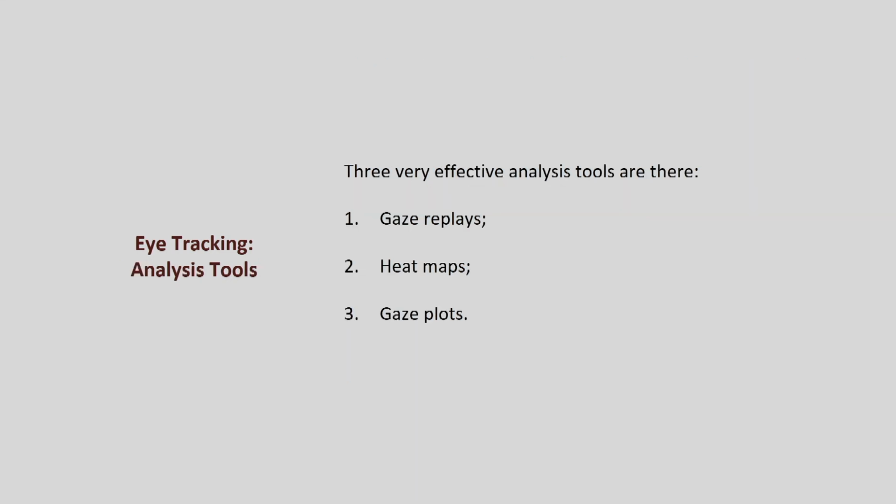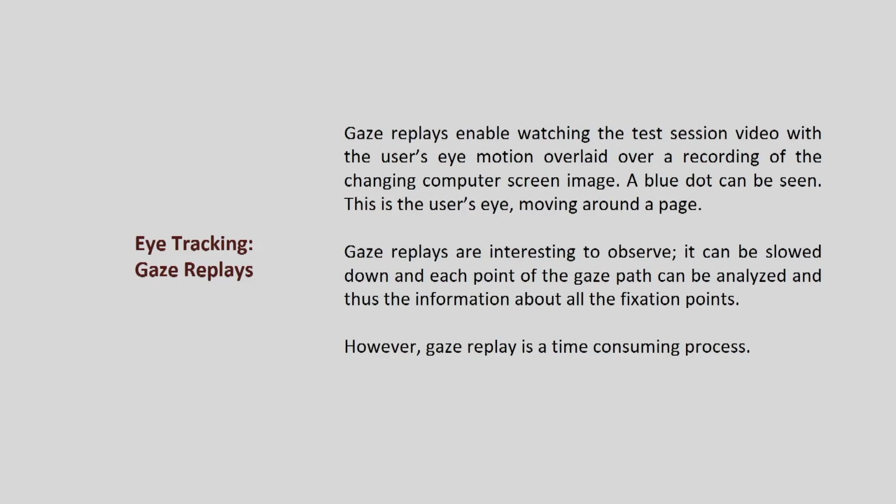So, when we are talking about eye tracking, we have gaze replays, heat maps and gaze plots. These are the three major identified variables that we are going to use for interpreting the data. So, let us understand what a gaze replay is. Gaze replay enables watching the test session video with the user's eye motion overlaid over a recording of the changing computer screen image. So, when the screen image is changing, you need to see how it is moving.